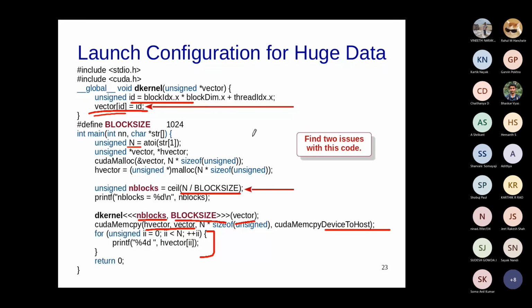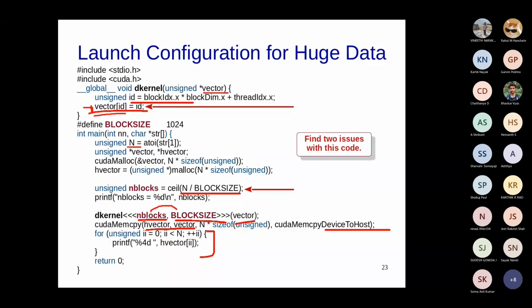N is the size of the problem. So how many blocks are going to be required? We'll require two blocks, 1024 plus another block. So how many threads are going to get launched? It is going to be 2 times 1024. That means you actually have 2048 threads working on it, but the size of the array is only 1025. Therefore, you need a check here that the ID should be less than the vector size. So Rahul's observation is correct, that there should be a check.